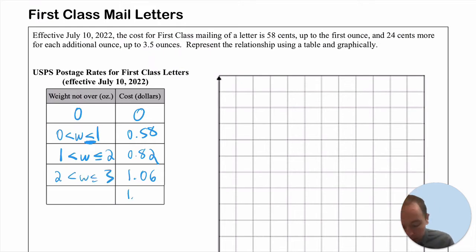And then it'll go up another 24 cents to $1.30 as soon as you get above 3, but then right here this is going to go up to 3.5. They only go up to 3.5 ounces.